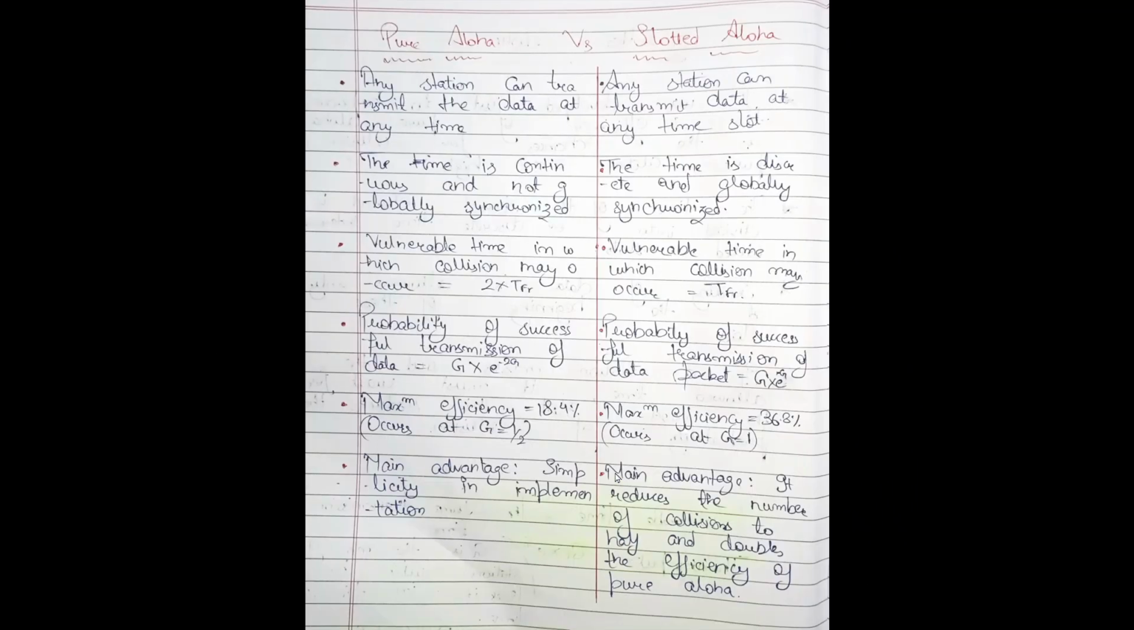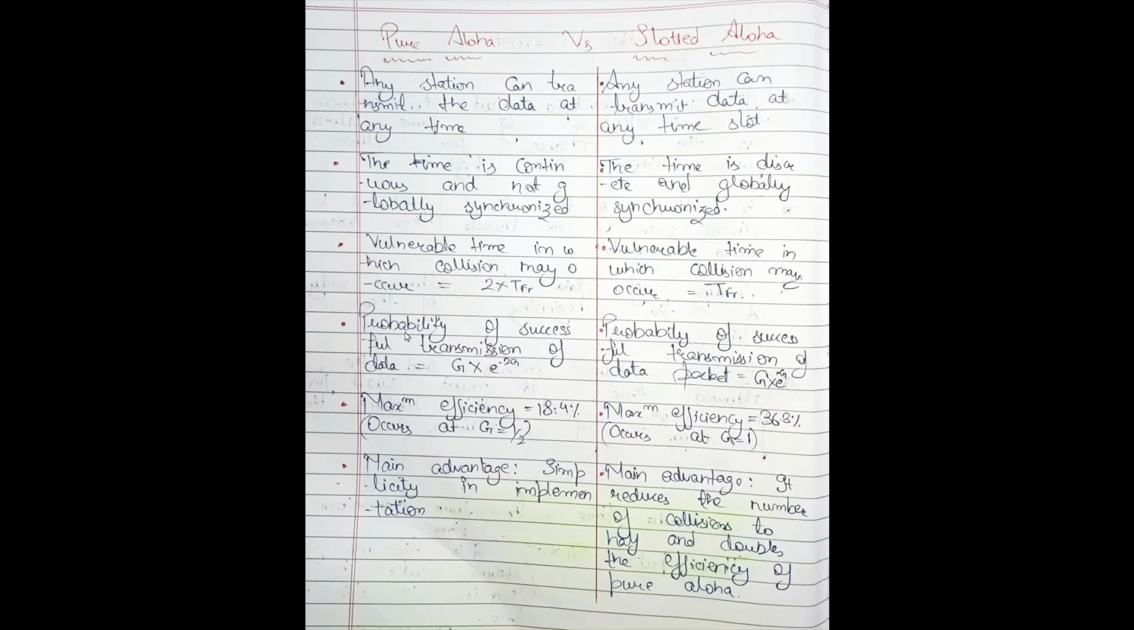Alright, hope you got that. Now this is the difference between pure Aloha and slotted Aloha. In pure Aloha, any station can transmit data at any time. In slotted Aloha, any station can transmit data only at a time slot. In pure Aloha, the time is continuous and not globally synchronized. However, here the time is discrete and globally synchronized. The vulnerable time in which collision may occur is this, that is TFR, almost, not exactly, half of it.